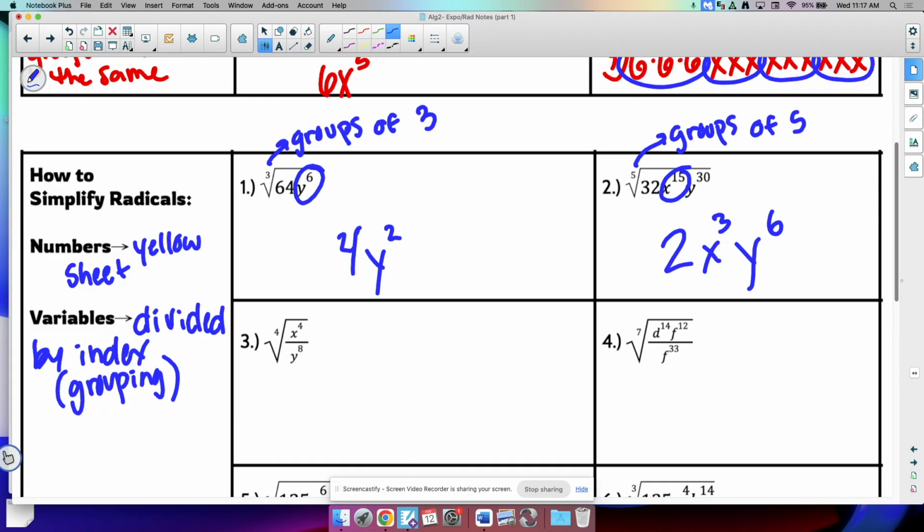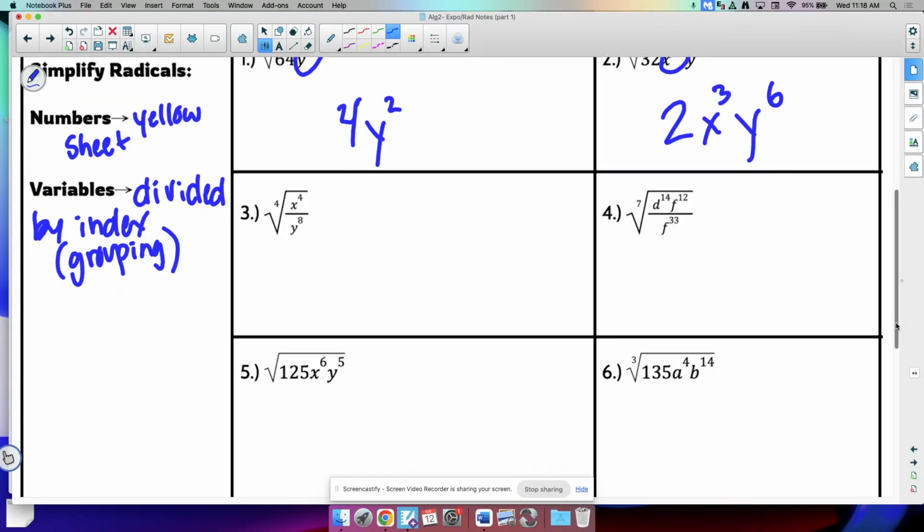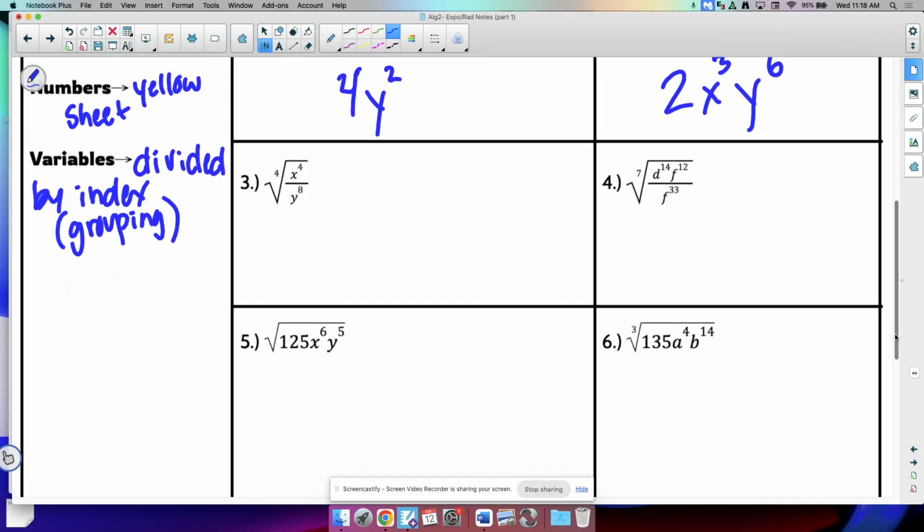Next one. This is how everything kind of follows in on itself. If we have a radical to a fraction, does that radical happen to top, bottom, or both? Both of them. So when I see x to the 4th and y to the 8th, our index is a 4, which means what sort of groups are we looking to take out? Groups of 4. How many groups of 4 come out of x to the 4th? 1. How many groups of 4 come out of y to the 8th? Number 4, what sort of groups are we looking to take out? Groups of 7. So it doesn't matter what your index is, you're just looking at that.